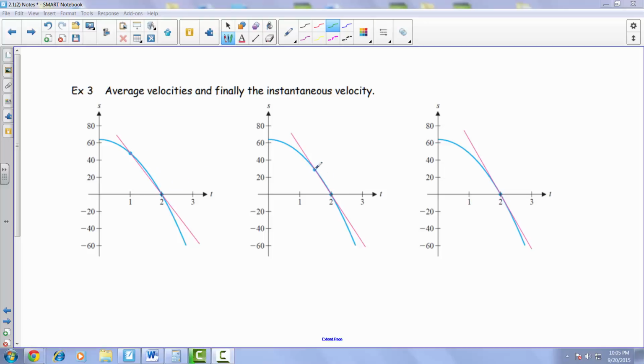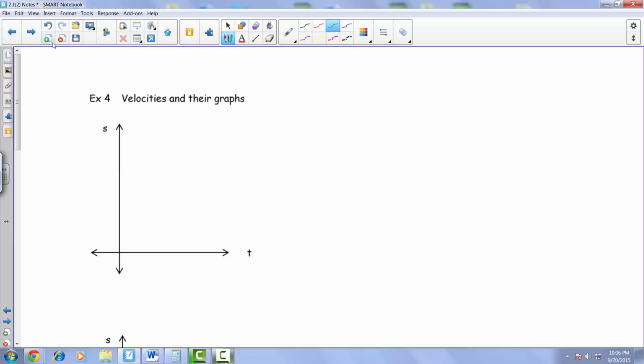So when we get closer and closer, finding all these different secant slopes, and then finally reaching that particular target point of 2, it becomes that tangent slope, which then becomes that instantaneous velocity that we're hoping for. Now we're going to go ahead and shift gears into some of the other graphs and some of their properties.